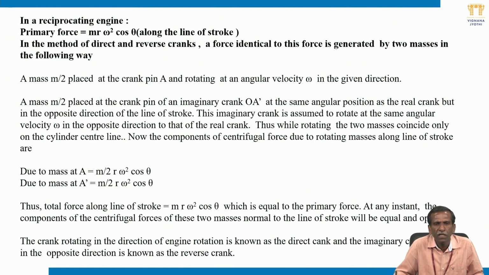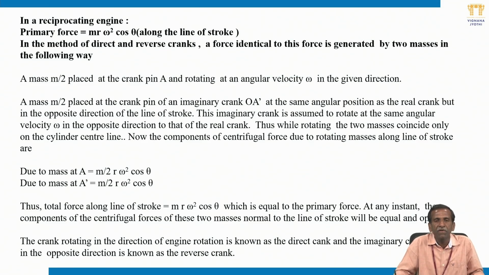In a reciprocating engine, what are the unbalanced primary forces? We know that along the line of stroke it is m r omega square cos theta. We try to balance these forces, and we have seen there is the effect of a hammer blow. So we come to a compromise that a partial amount of the reciprocating masses can be balanced. The remaining unbalanced forces give rise to tractive force and swaying couple in multi-cylinder engines.